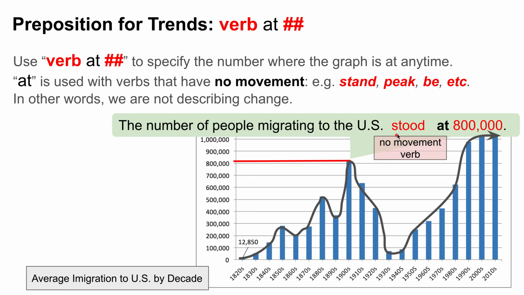Besides stood at 800,000, we can also say peaked at 800,000. That's if there's a peak. Here in the 1900s, we had a peak. And we can also say was at 800,000. Was doesn't need to be on a peak.